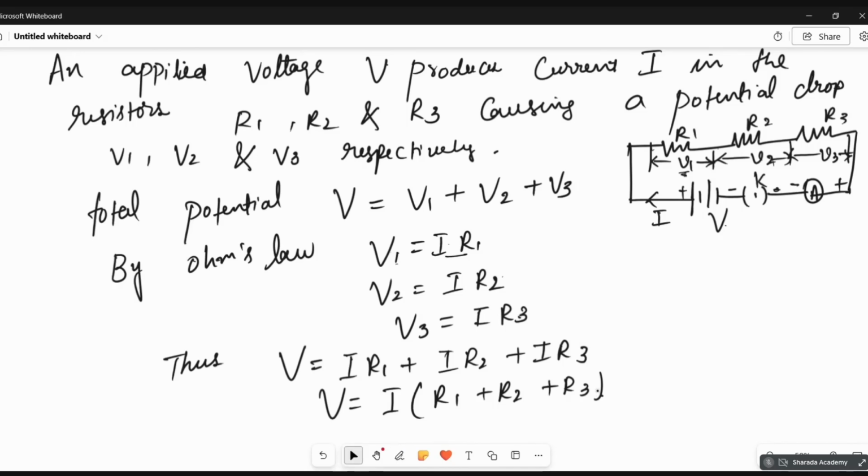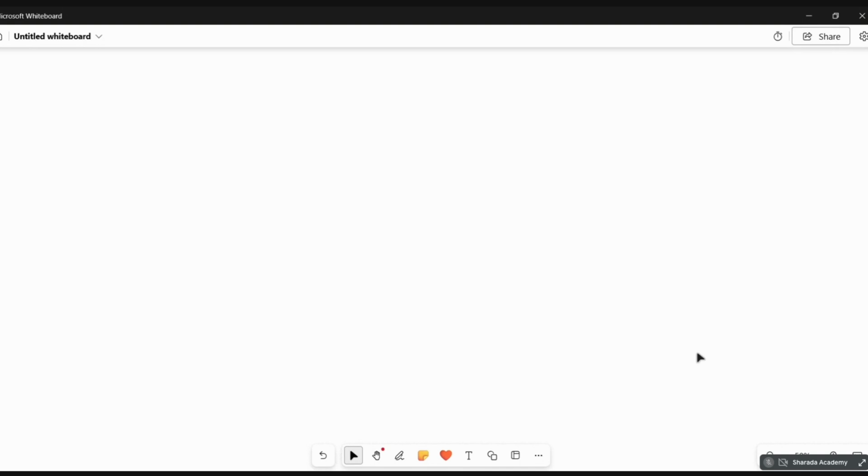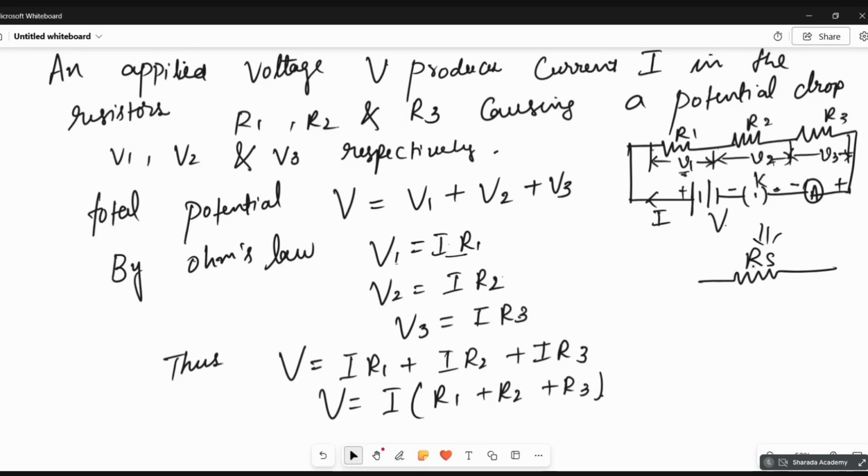Okay. Now, what I'm trying to calculate here is, if I remove all the three and if I put one resistor, now also I should get, for the same voltage, the same current. So that resistance value, I will call it as equivalent resistance for series. Okay. So instead of all the three, I will remove all the three. I will put some resistance value RS here. Okay. So still I will apply the same voltage here. Okay. And I should get the same current I.